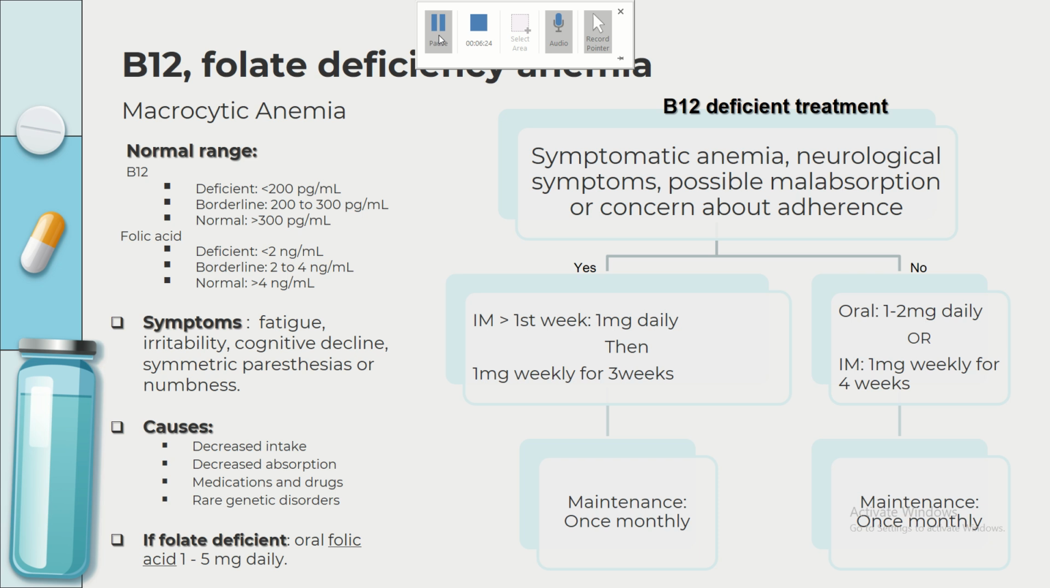And if the patient does not have symptomatic anemia or neurological symptoms or possible malabsorption or concern about adherence, then we can either give 1 to 2 milligrams of oral cyanocobalamin or 1 milligram on a weekly basis for 1 month. But in both cases, we give 1 milligram monthly as a maintenance treatment. And please give examples of B12 brands, dosage forms, strength, or the available strength in your hospital. And we will discuss this in the simulation pharmacy, inshallah.